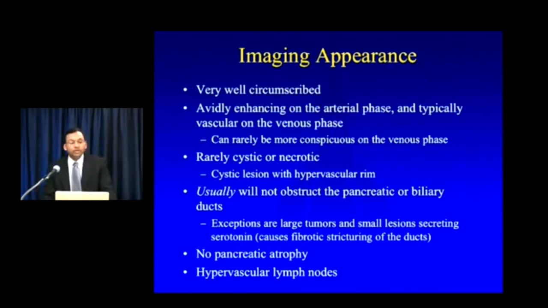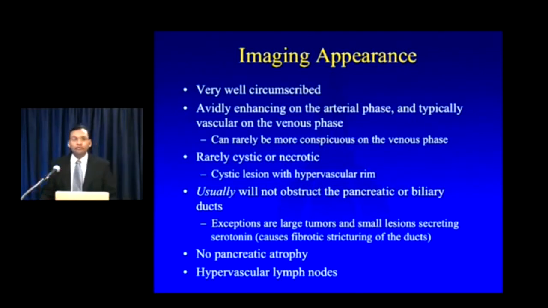First of all, neuroendocrine tumors will avidly enhance on the arterial phase, and they'll typically still be hypervascular on the venous phase as well. And that's something you're never going to see with an adenocarcinoma, which is going to be hypodense on all phases. Now, the arterial phase is going to be the most critical for identifying most pancreatic neuroendocrine tumors, but it is worth noting that in rare instances, you will see NETs that are more conspicuous on the venous phase.